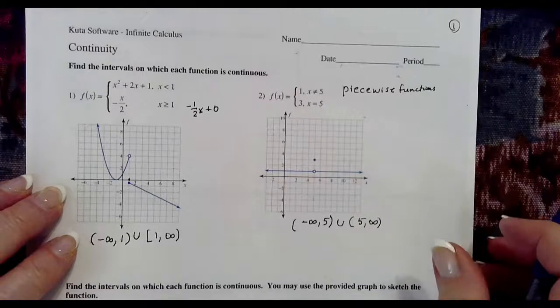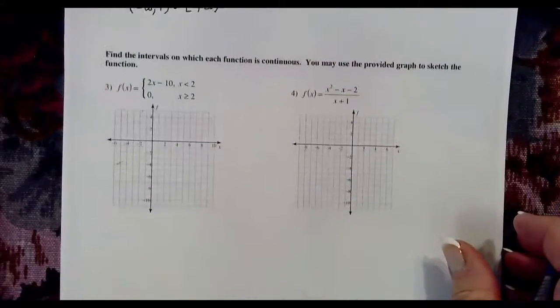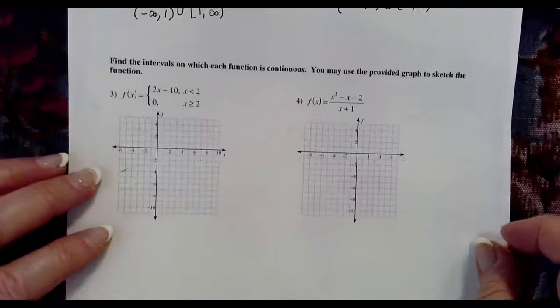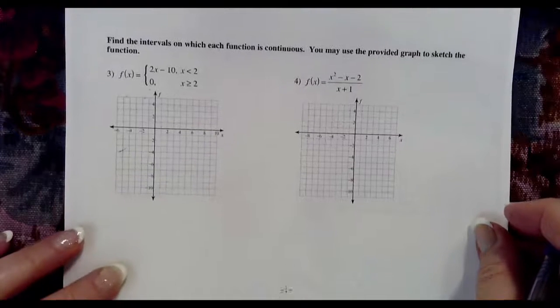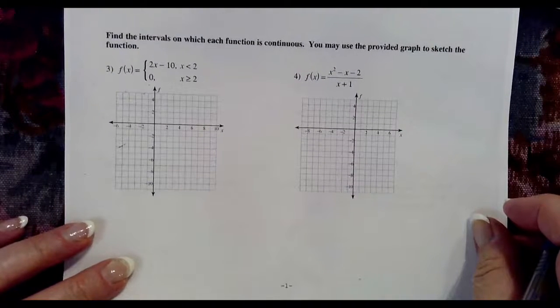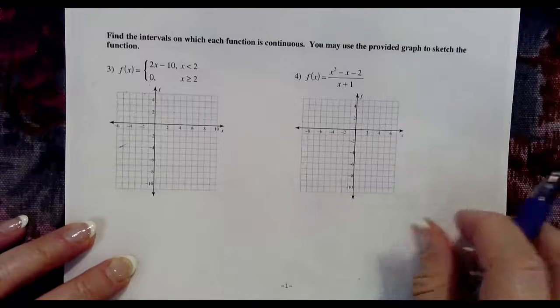Okay, so we're okay with those two. So we're going to go to the next two. Now these we have to draw our own graphs. So the first one says find the intervals on which each function is continuous. You may use the provided graph to sketch your function. So we're going to sketch our function.